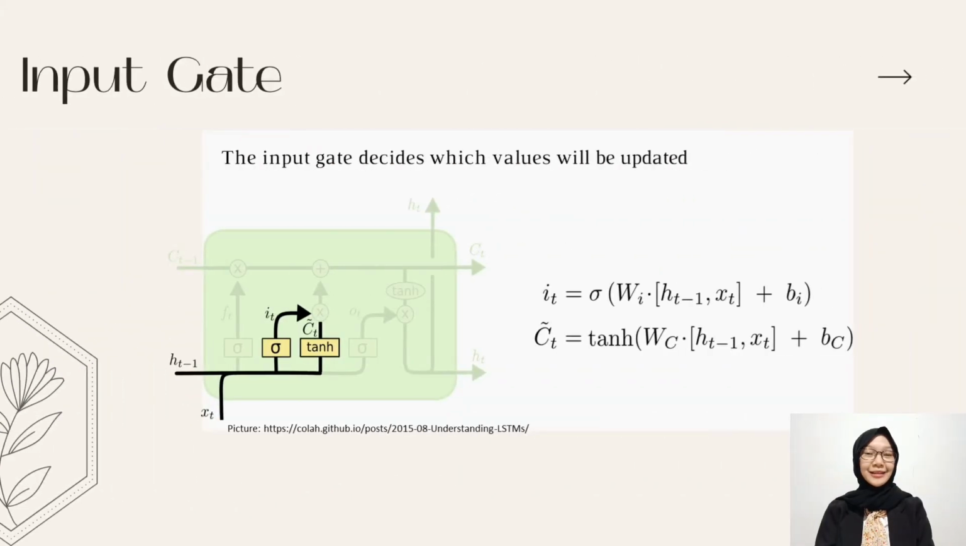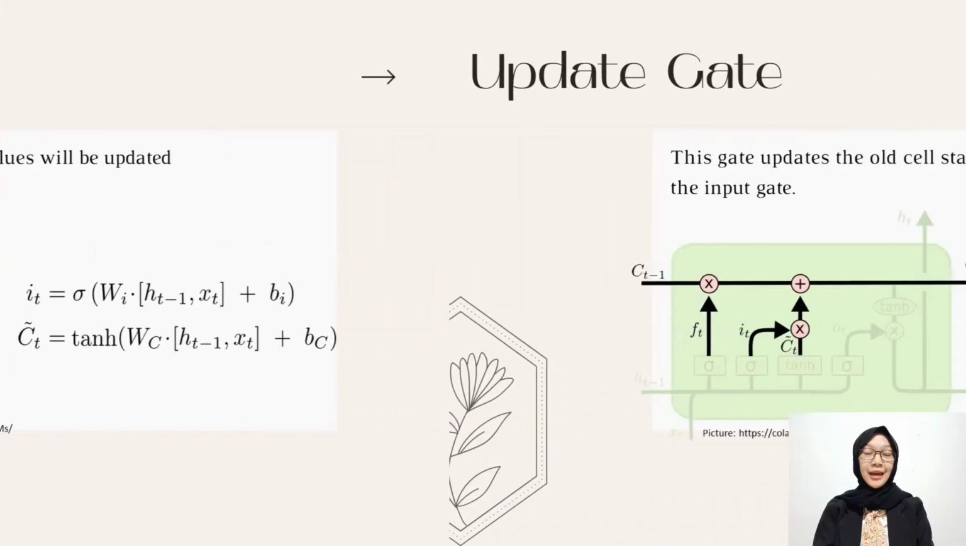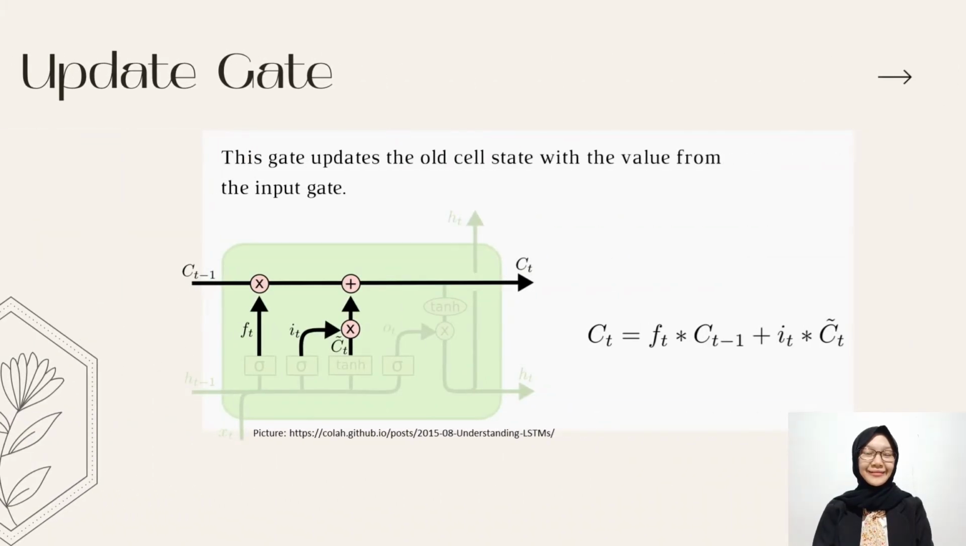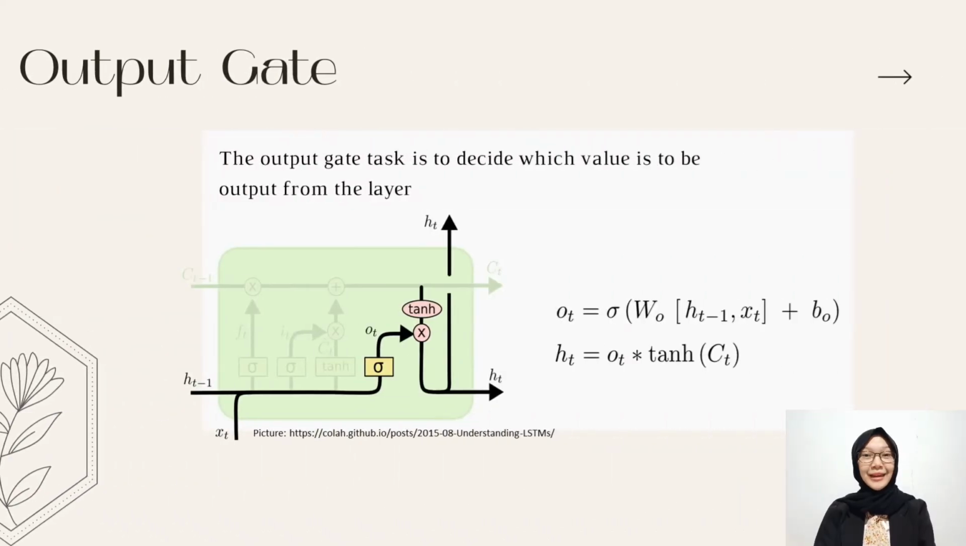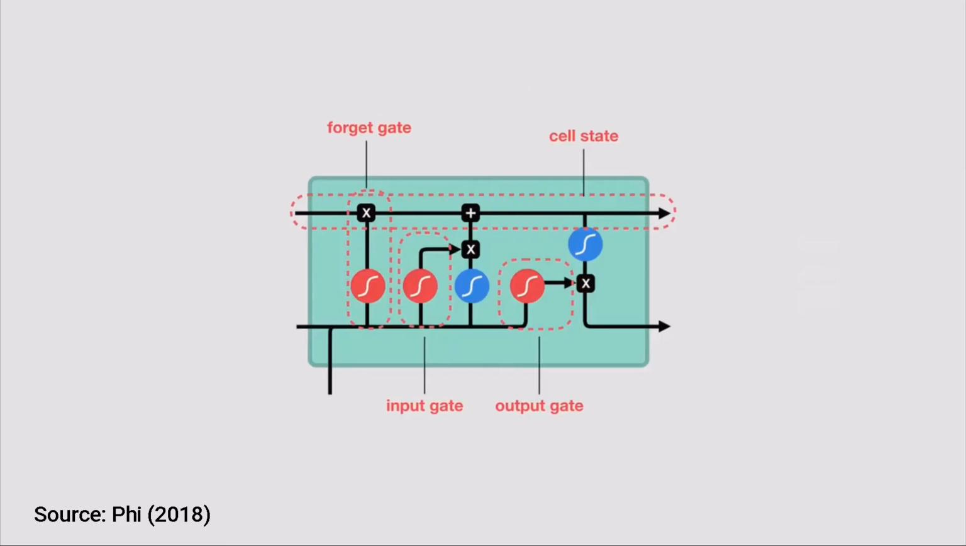And then input gate. This gate decides which value will be updated. And the next one is update gate. This gate updates the old cell with value from input gate. And the last one is output gate. Output gate decides which value is to be output from the layer. This is the illustration of LSTM.